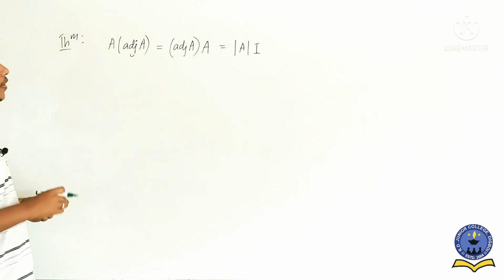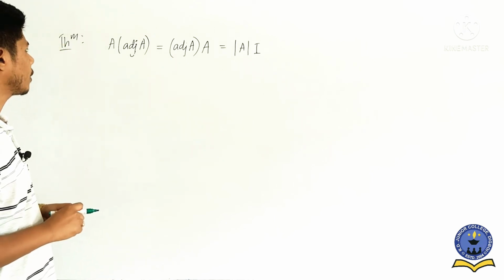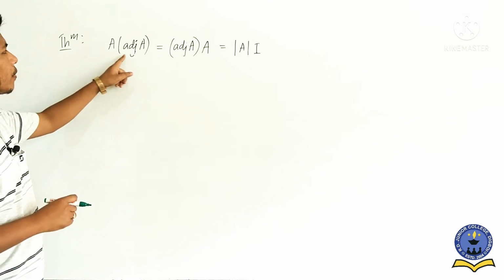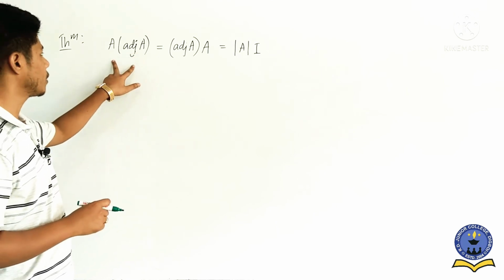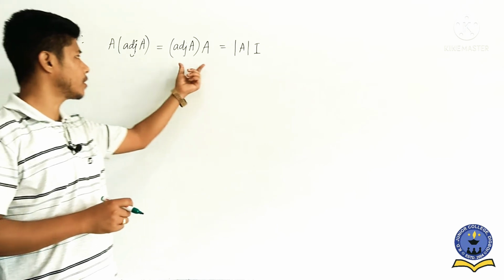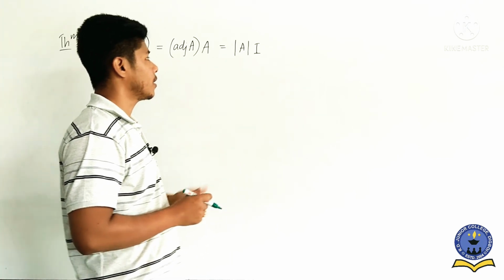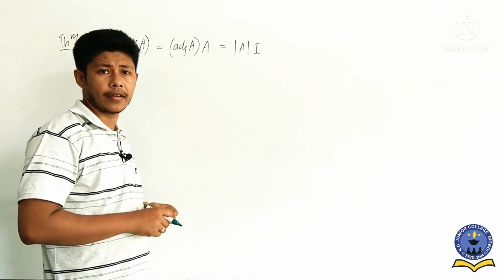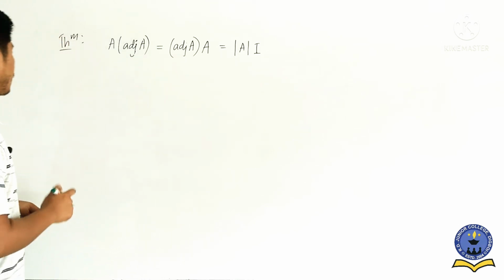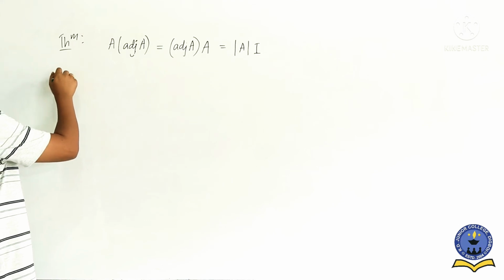This theorem is very important, and we need it later on. A into adjoint of A, if we multiply these two, the result is always equal to adjoint of A into A, and this result is equal to determinant of A into I. Is it clear? Okay, now the next theorem.